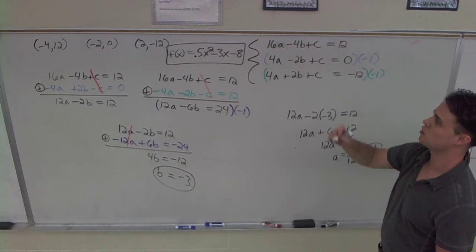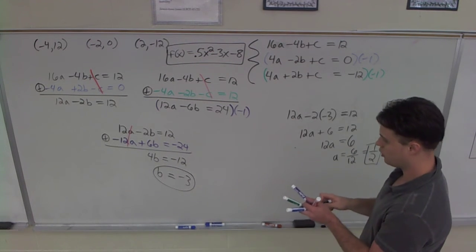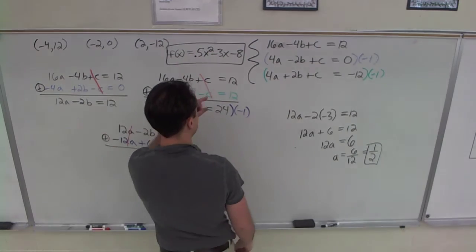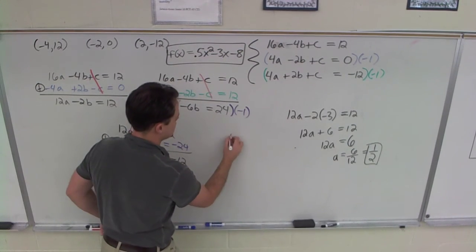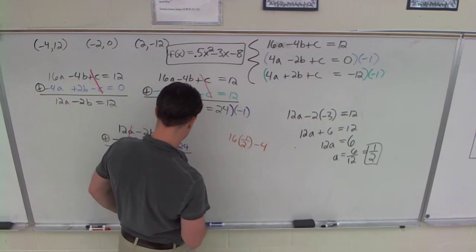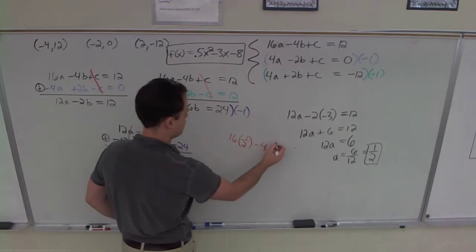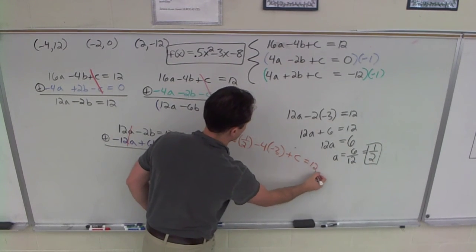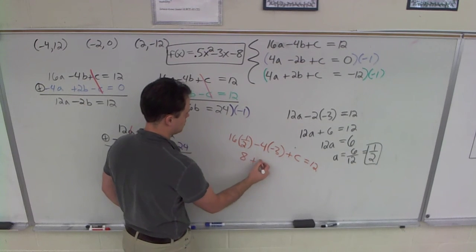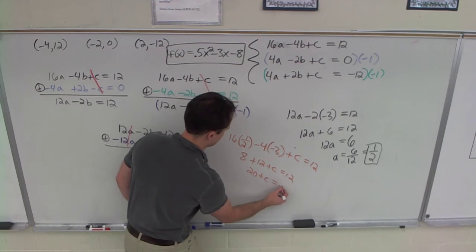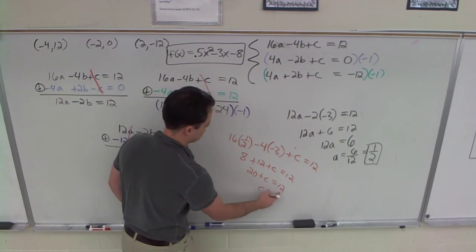Now I have A, I have B, I can stick it anywhere. I'm just going to put it back in the very original problem. Running out of colors and space, I'm going to go to brown. I'm going to put it way back up here. So I've got 16 times A minus 4 times B plus my unknown that I don't know. It's 8 plus 12 plus C. It's 20 plus C. Subtract, subtract.